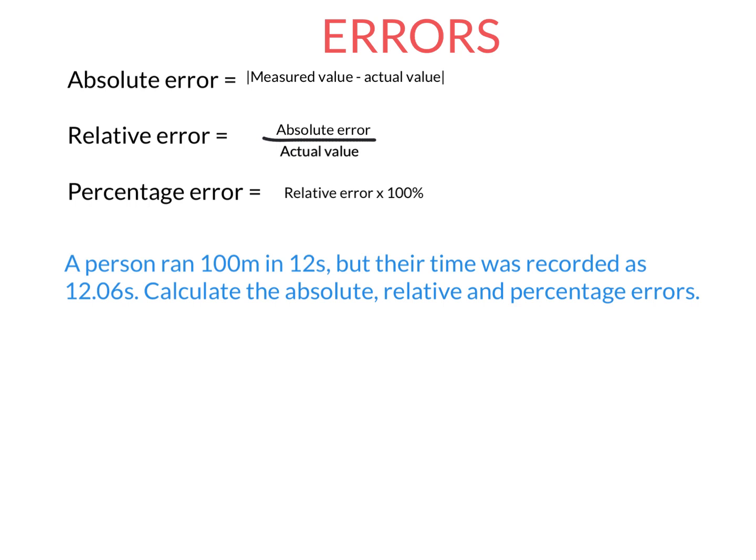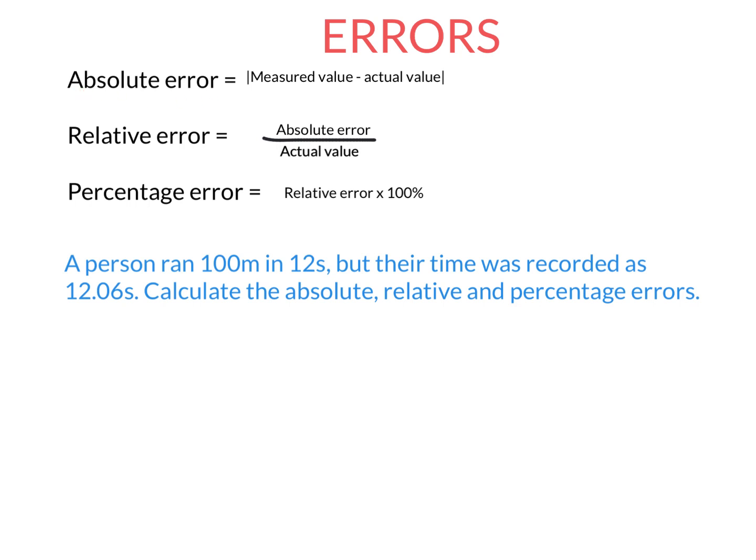But of course, if you were supposed to measure the length of a cell, which is in nanometers, being off by 1 centimeter is a massive, massive error. And that's why we have relative and percentage errors. They tell you how big or small the error is in comparison to the scale of the problem. So let's look at this question and calculate some errors. A person ran 100 meters in 12 seconds. Their time was recorded as 12.06 seconds. We're going to calculate the absolute, relative, and percentage errors.